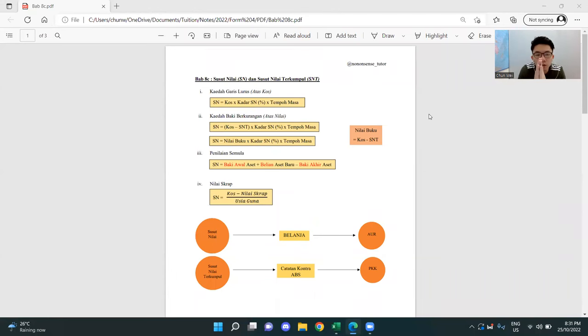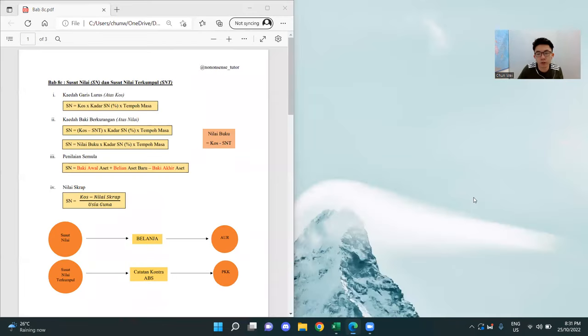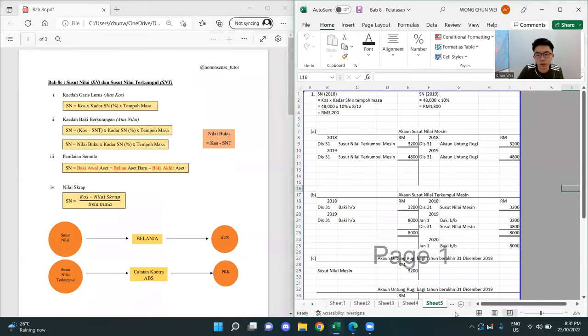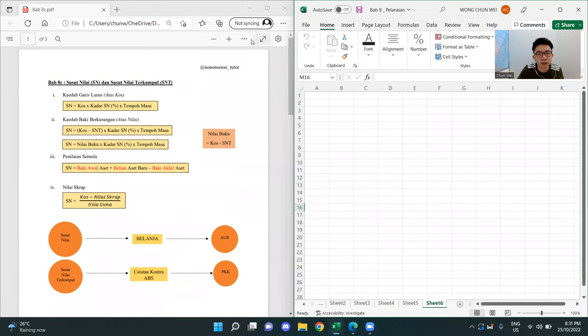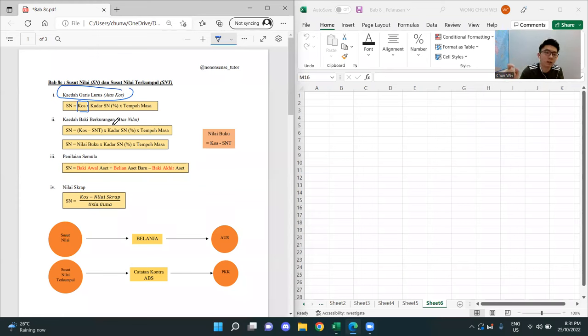Alright, so we are in bab 8, Pelarasan, under part C, where I'm talking about susut nilai dan susut nilai terkumpul. Okay, so in last class, kita telah bincang tentang susut nilai dengan kaedah garis lurus. Okay, so the formula basically is using the cost. Cost means the price. Harga itu yang kamu beli aset.